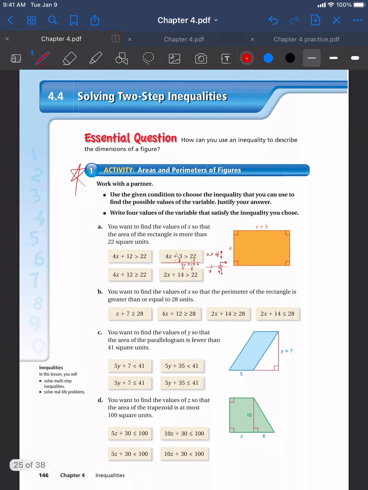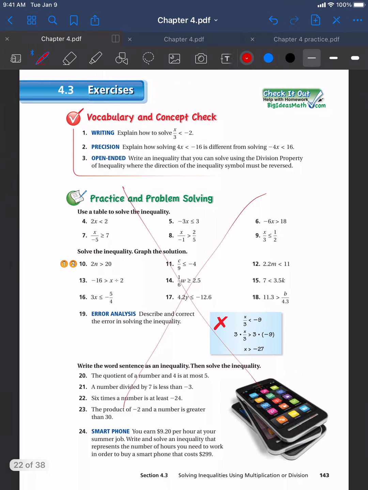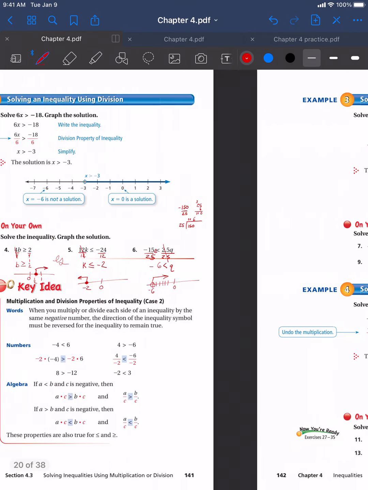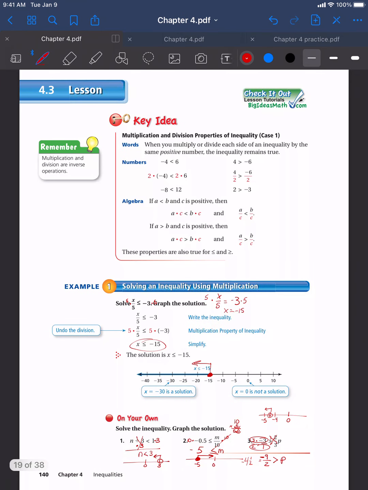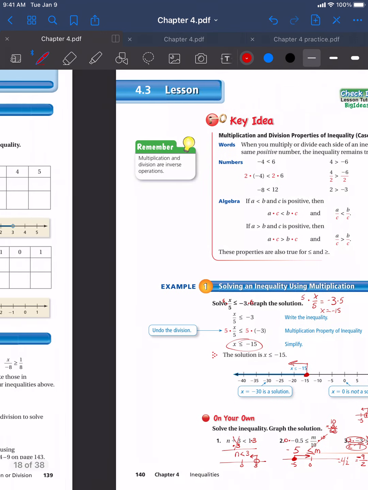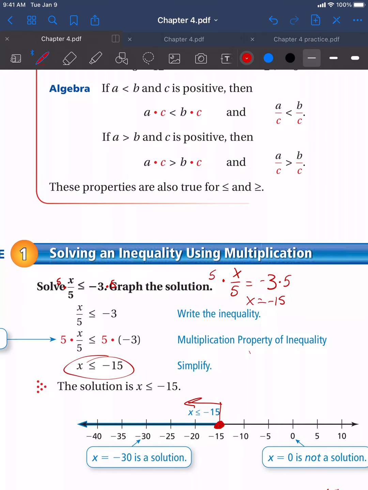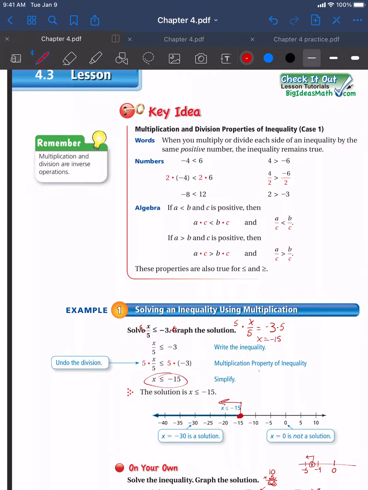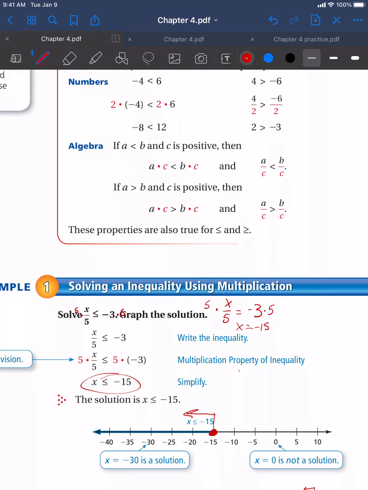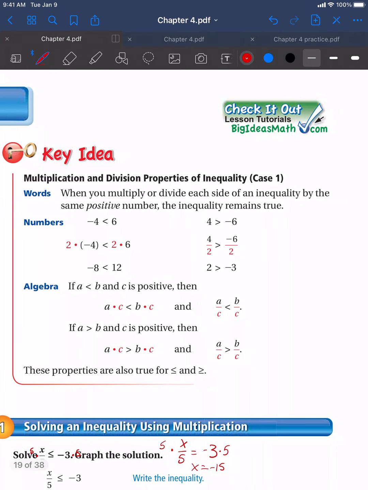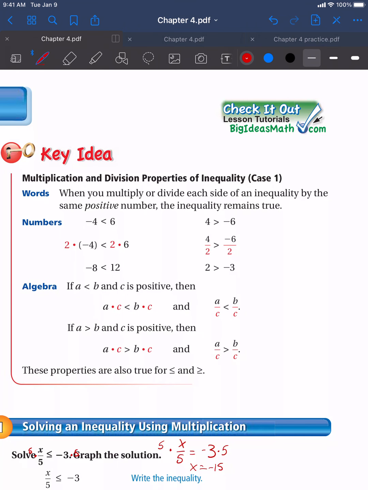Let me go back to lesson 4.3. Maybe they explained it in 4.3. They did. Oh my gosh. Okay, this is really interesting. Multiplication property of inequality. So I multiplied it. It didn't flip there. But it flips up here. When you multiply or divide each side of an inequality by the same positive number, the inequality remains the same. But I guess if you're doing it by a negative number, then it flips.